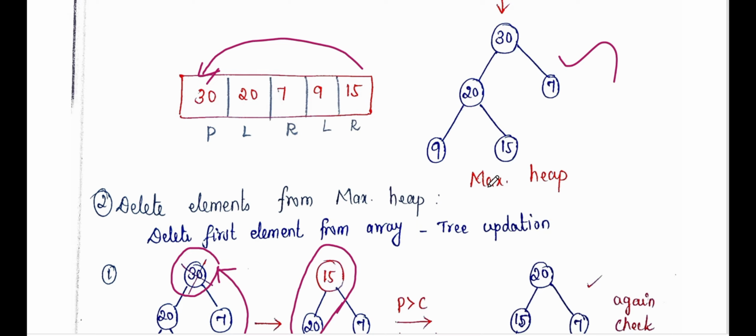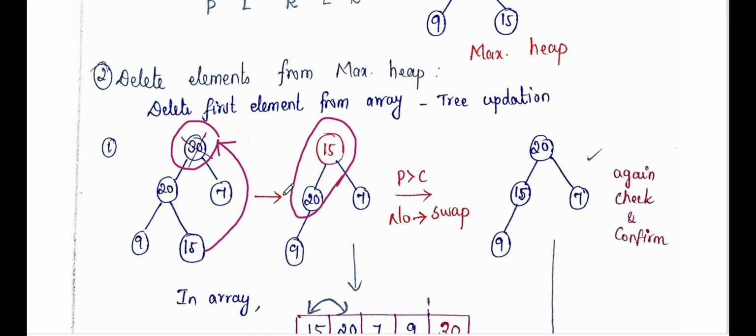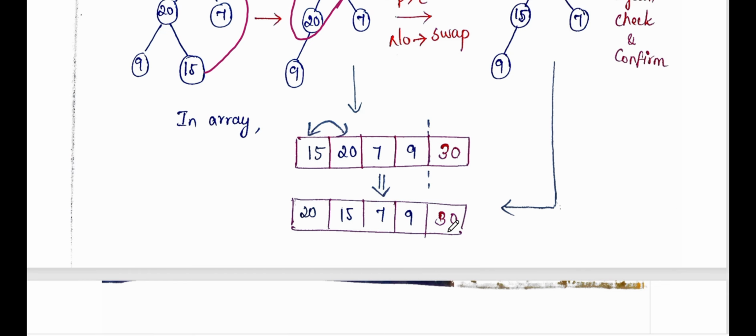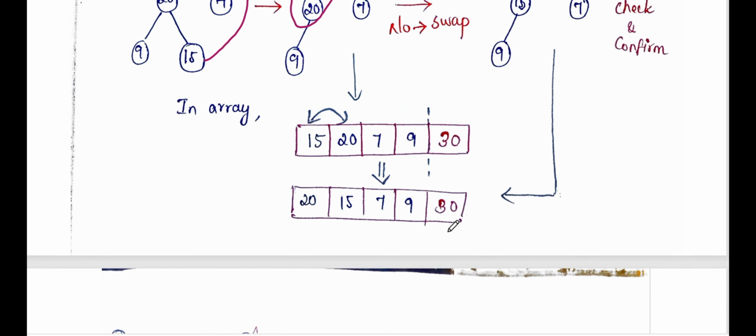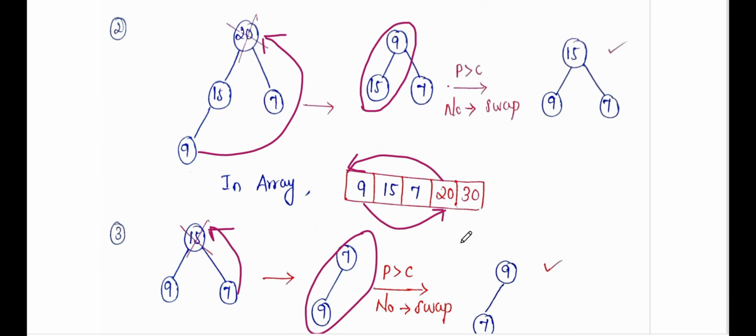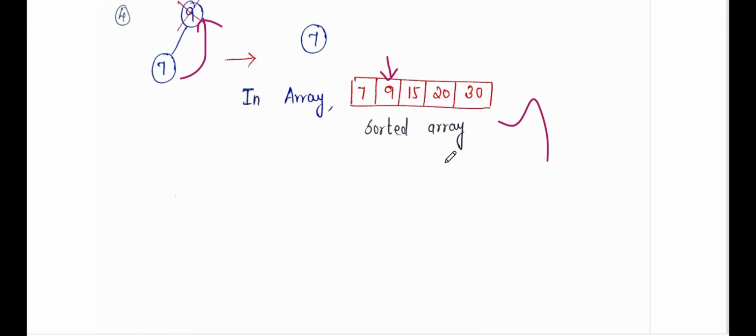Then the delete operation. Delete the first element and replace that element with the last element. Likewise, we update the array also. So in every delete operation, the highest element is placed in the last position, the second highest element is placed in the previous position. Likewise, after every deletion we sort the array. Finally we get the sorted array in this manner.